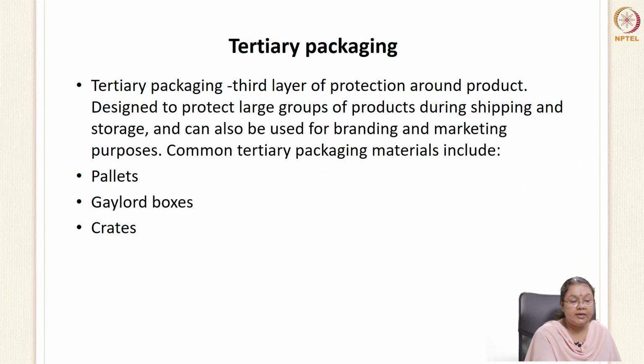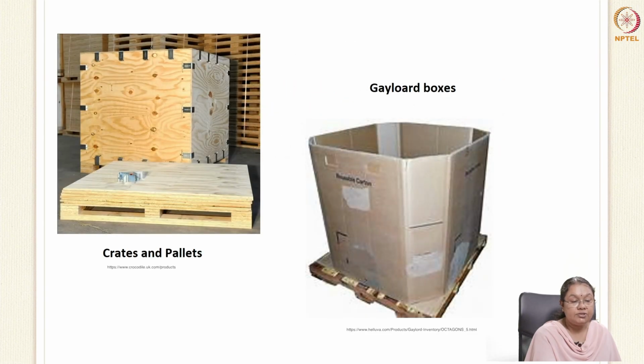Now, tertiary packaging, these are the final or the third layer of packaging. Again, the idea behind tertiary packaging is to give protection, and these also help protection during shipment and storage or transportation, or sometimes they can be used as media for branding and marketing. Generally, the tertiary packaging materials include pallets, gaylord boxes, and crates. And this figure shows different types of tertiary packages, gaylord boxes and crates and pallets.